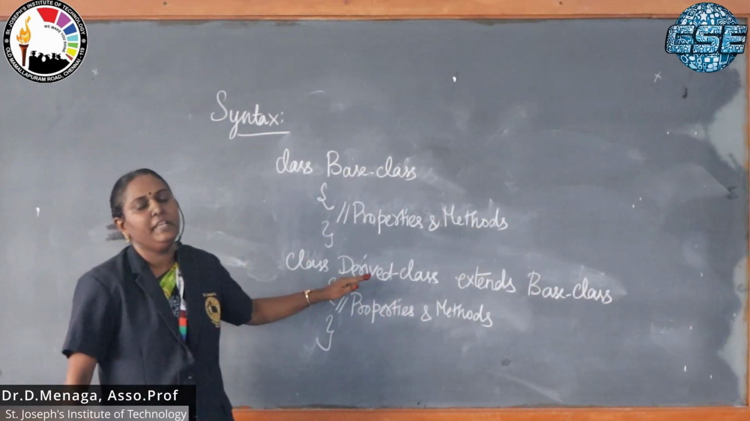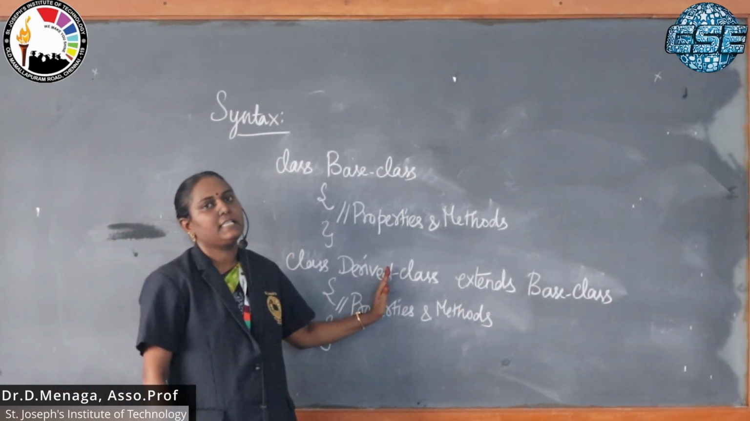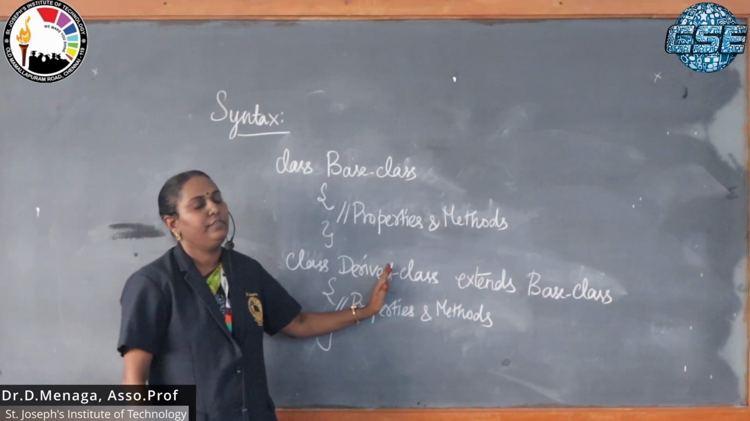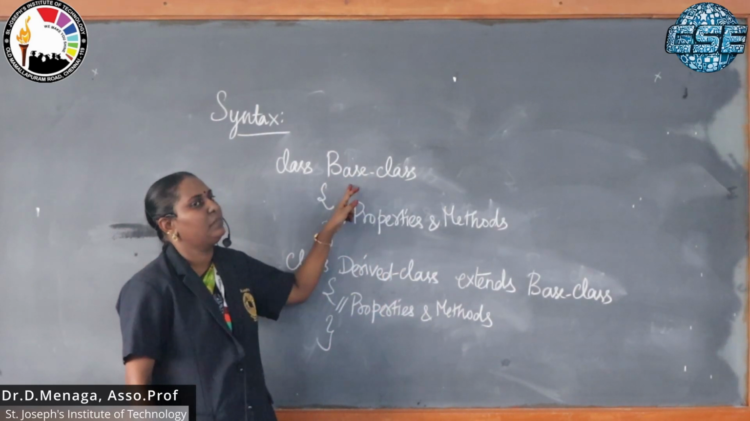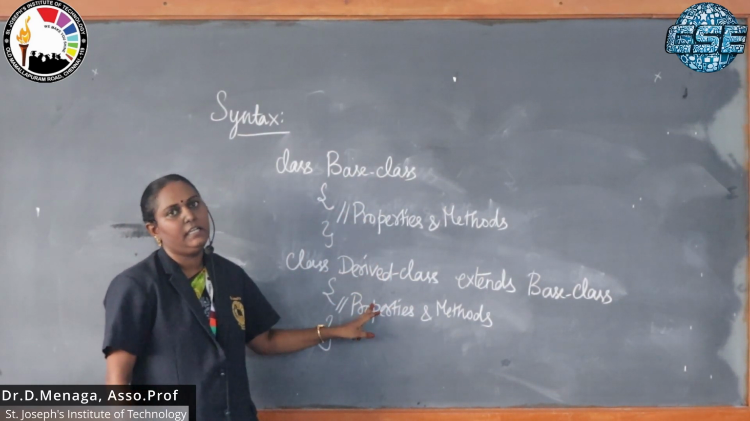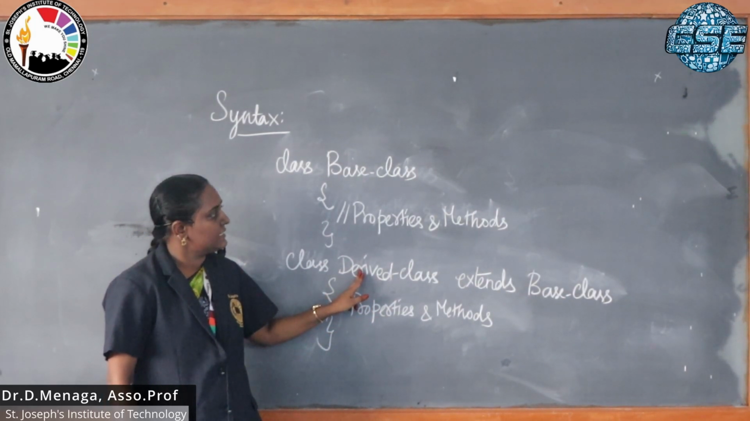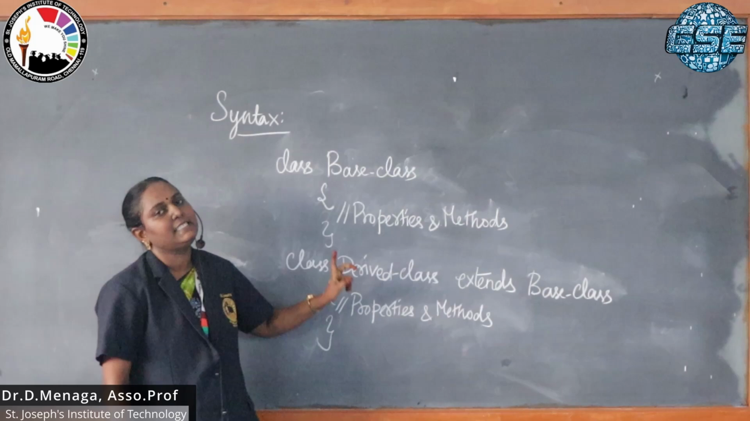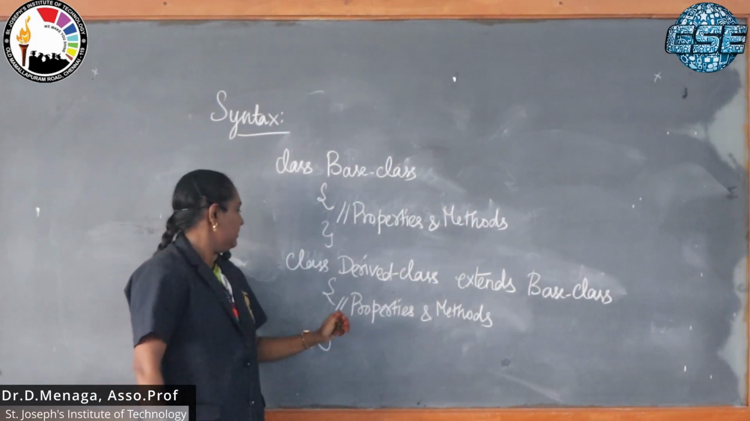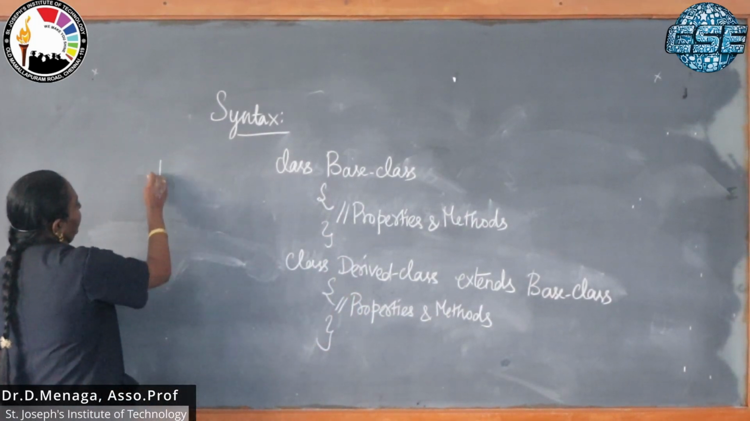Usually you create an object for a class to access its methods and properties. Here you have two classes, base class and derived class. In the inheritance concept, you need to create an object of your derived class to access the properties of both your base class as well as the derived class. Now let us see the types of inheritance.